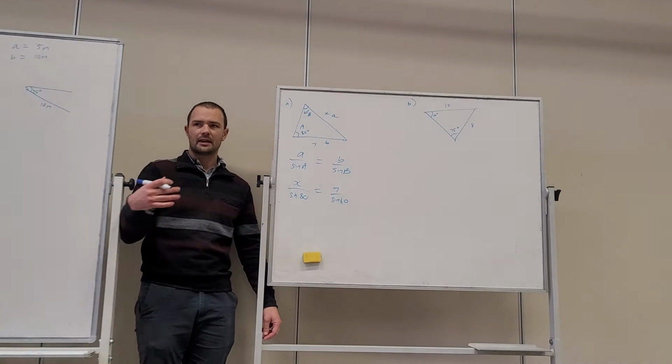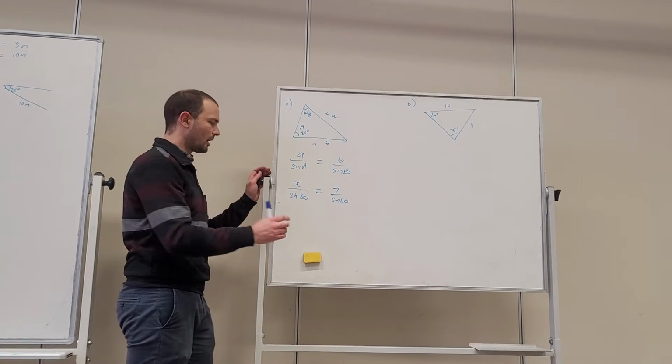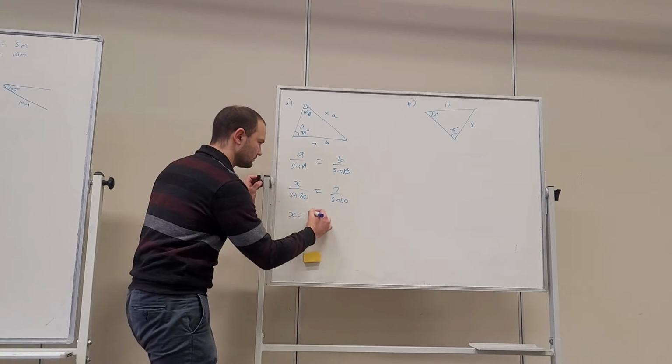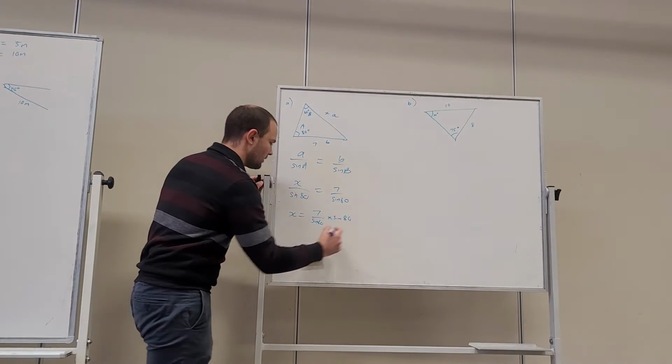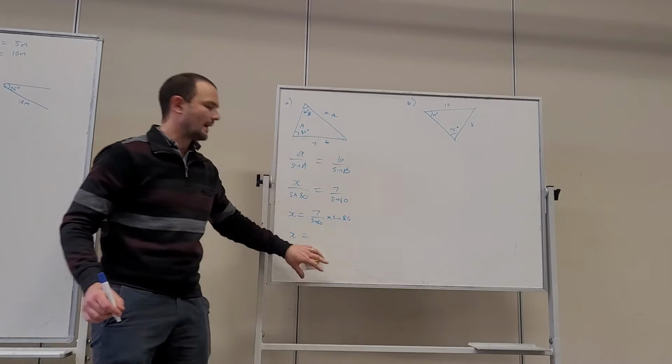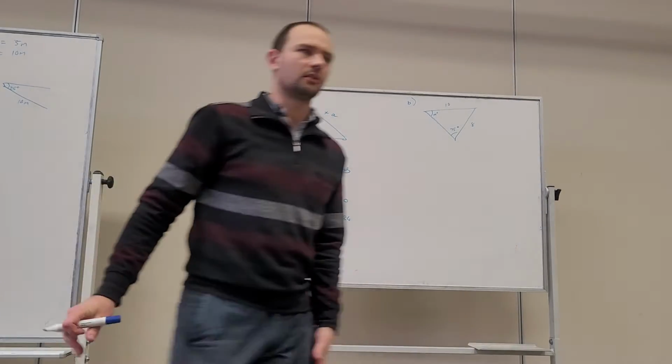We're going to isolate x by itself by multiplying both sides by sine 80, and then we will calculate that. We need to make sure our calculator is in degrees.